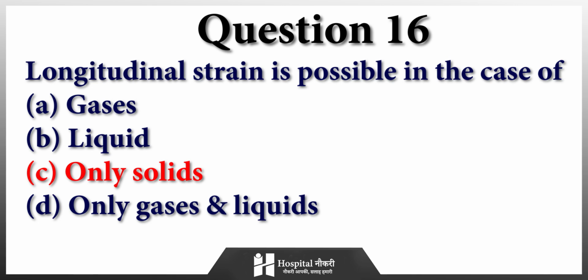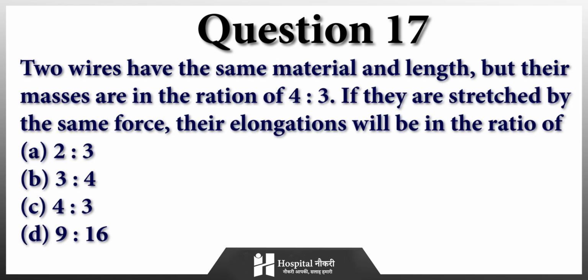Next question is, two wires have the same material and length, but their masses are in the ratio of 4:3. If they are stretched by the same force, their elongations will be in the ratio of 2:3, 3:4, 4:3, 9:16. The correct option is 3:4.